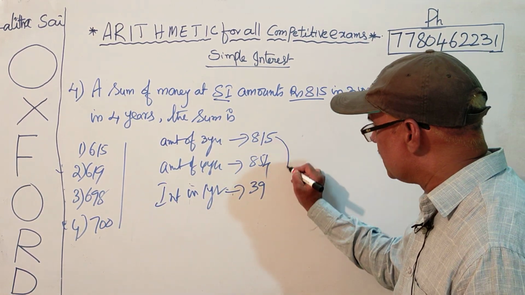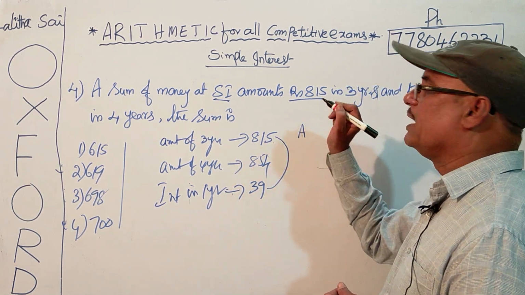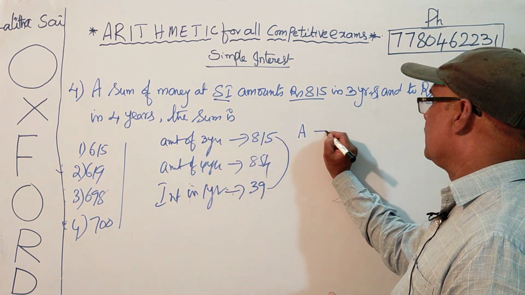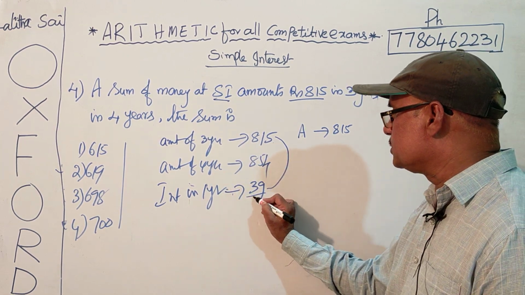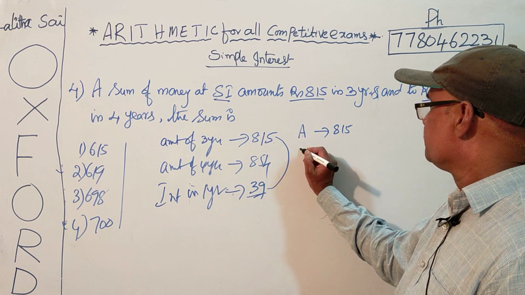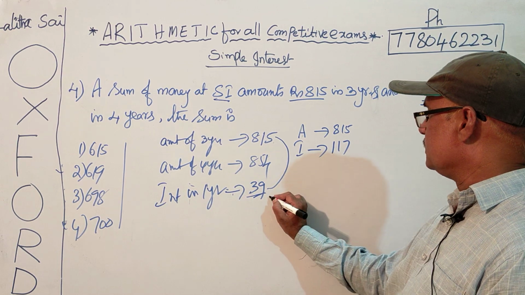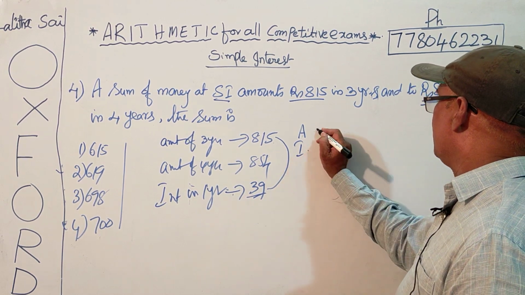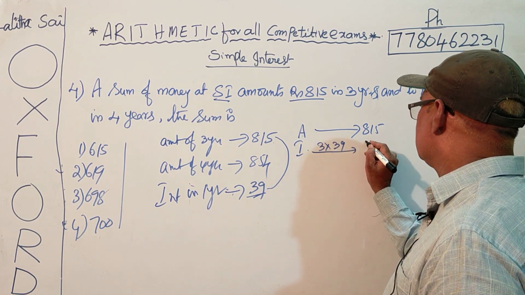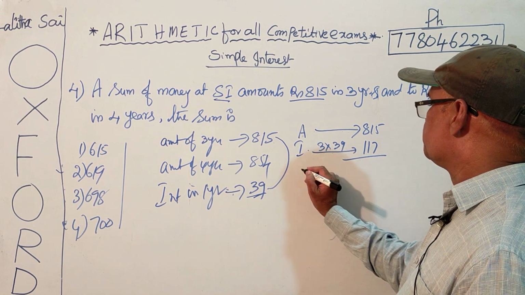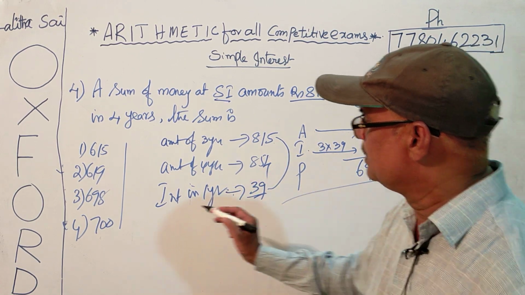Now you take this situation. For 3 years, the total amount A is 815. For 1 year the interest is 39. For 3 years the interest is 39 times 3, that is 117. So if you subtract, you will get P. That is 698. Okay. This means this is third option.